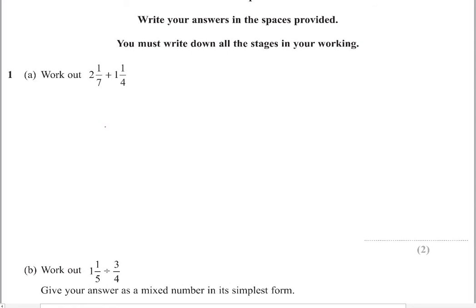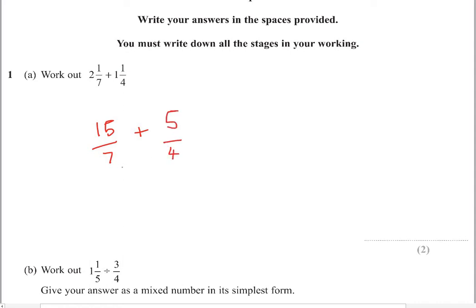So let's start this. Question 1a. We've got two mixed fractions, and we're asked to add them. So let's first change them into improper fractions. So 2 and 1/7 becomes 15/7. Remember, we do the 2 times 7 and add 1. The 1 and 1/4 becomes, 1 times 4 is 4, plus 1 is 5, so 5/4.